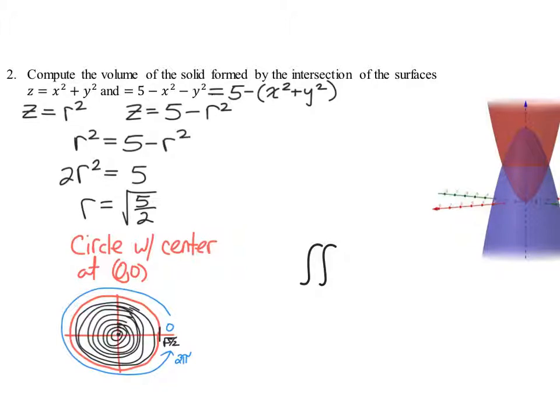I have my z equations in my polar form, which is what I want. Z is r squared, and z is also 5 minus r squared. The one that's facing downward is the 5 minus r squared. And it makes it look very much like a parabola when you do it this way. If you put it in polar form, it becomes a little bit more obvious which one is the upward facing and which one's the downward facing.